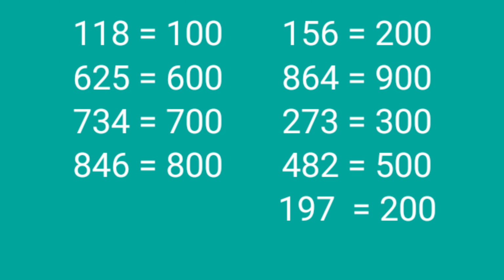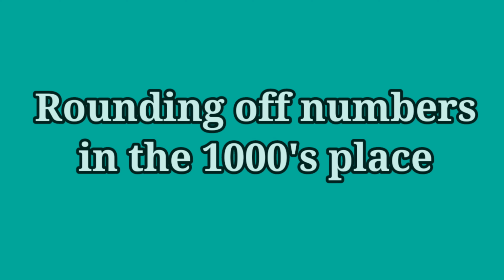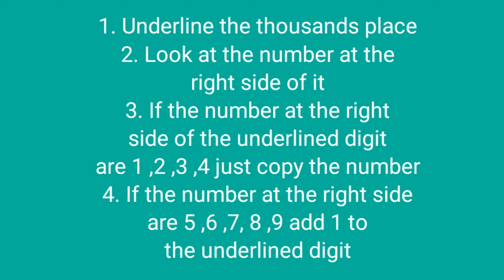Okay, so it is very easy, guys. The same way that you are going to do with the thousand place, rounding up numbers in the thousand place. So I have here again another example. Okay, so again, just to repeat, underline the thousand place first, and then after underlining the thousand place, look at the number at the right side of the numbers that you are going to round off.